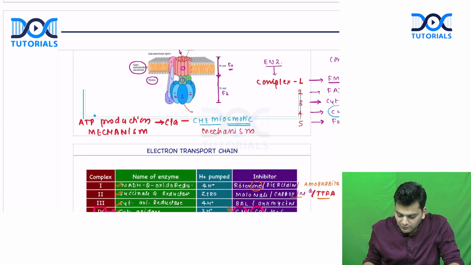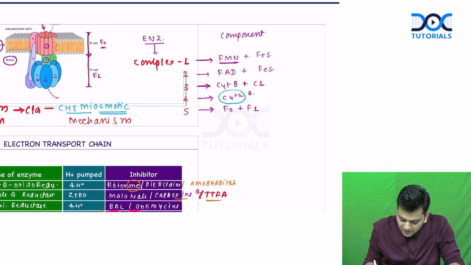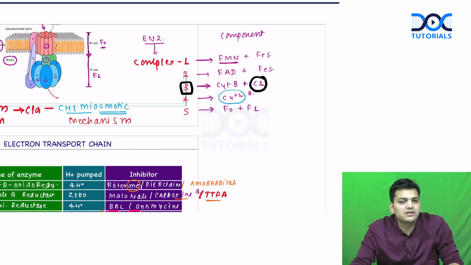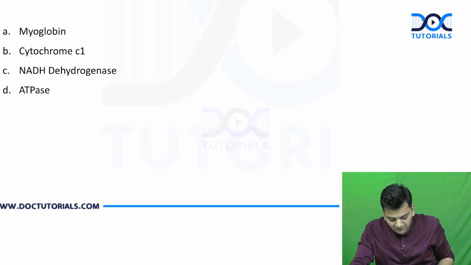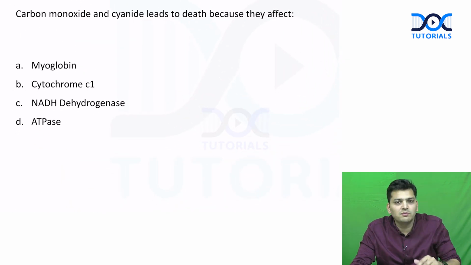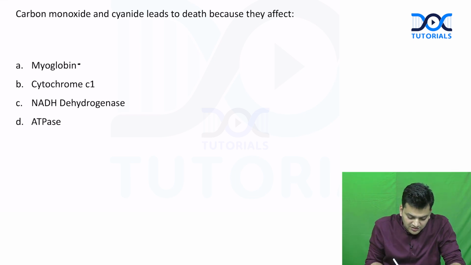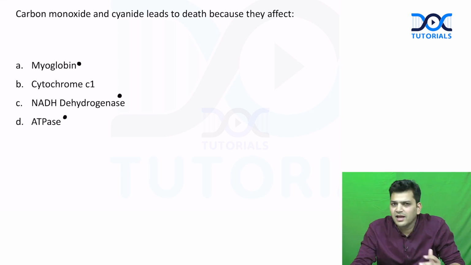If you look at this particular table, cytochrome C1 is a component of complex 3, right? And cyanide and carbon monoxide do not stop complex 3, they stop complex 4. But because there is no other choice which is near to this, we have to go with this, because the other options, myoglobin, NADH dehydrogenase, that is complex 1, and ATPase, are not related. So the only option which is closest to the answer is cytochrome C1.